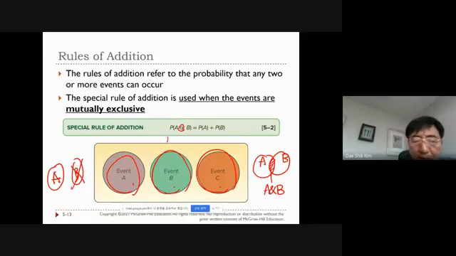Another one is P(A or B). In this case, it's mutually exclusive. There is no common area. Mutually exclusive means P(A and B), both A and B occurring, is completely zero.